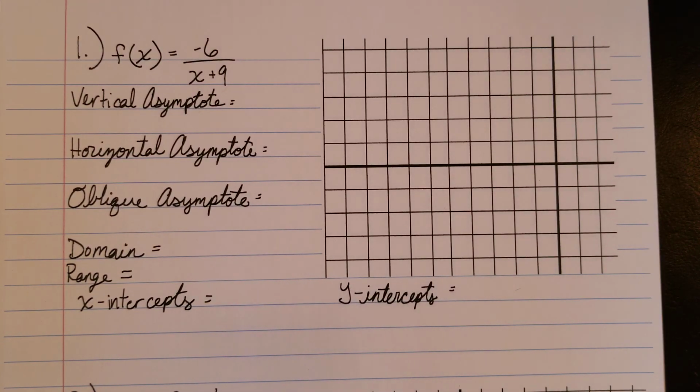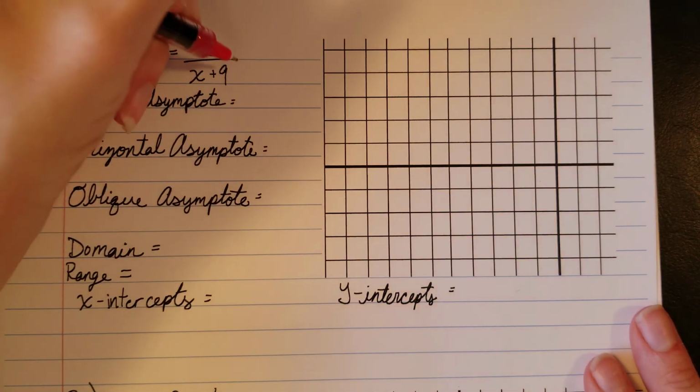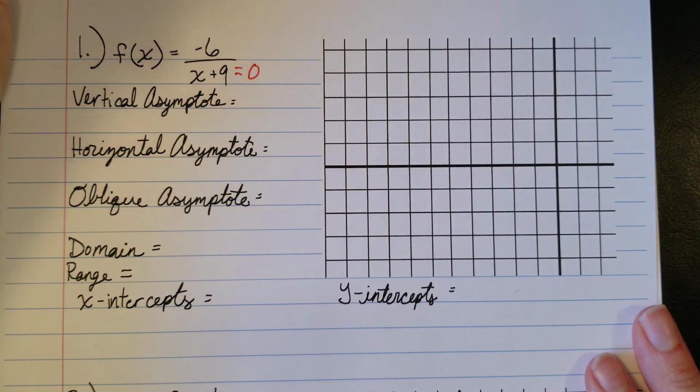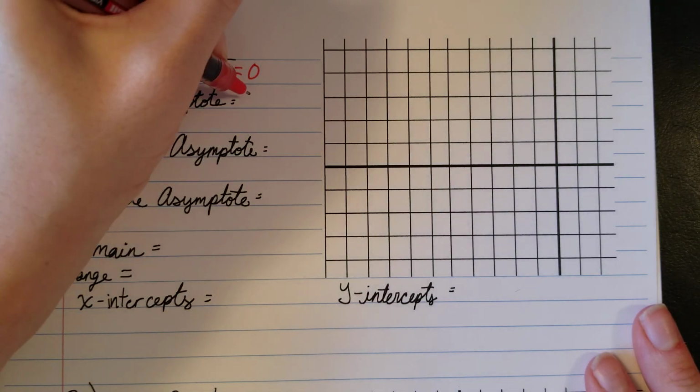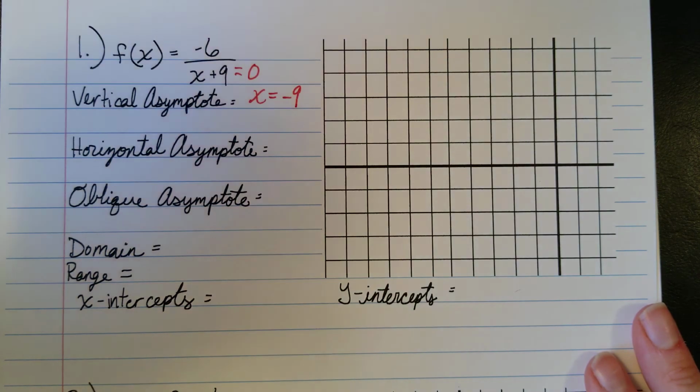All right, number 1. First we're going to find the vertical asymptote by setting the denominator equal to 0. If x plus 9 is equal to 0, then subtract 9 from both sides. That would give you x equals -9.